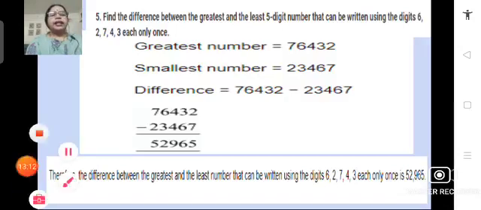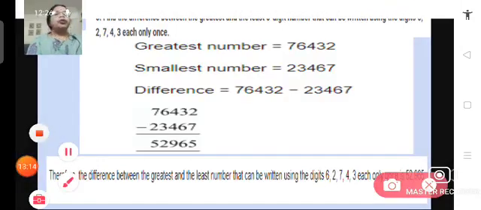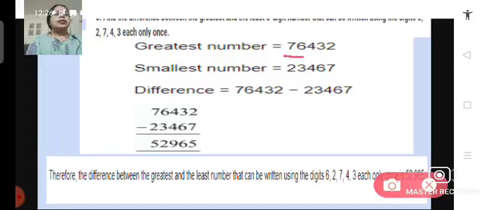So what is the greatest number that we can form using these digits 6, 2, 7, 4, 3, only once? So the greatest number will be 76,432. This will be the greatest number as we arrange the given digits in descending order to get the greatest number.